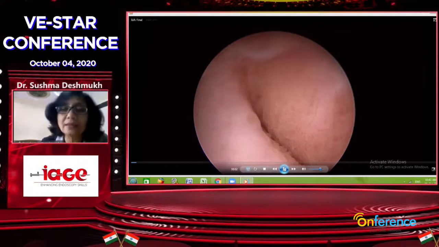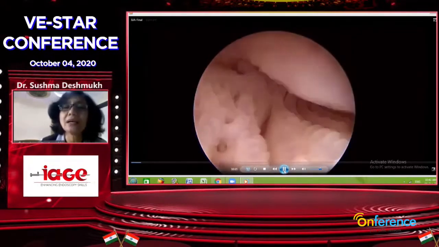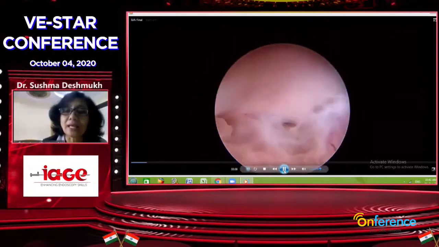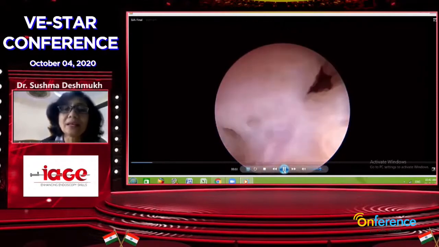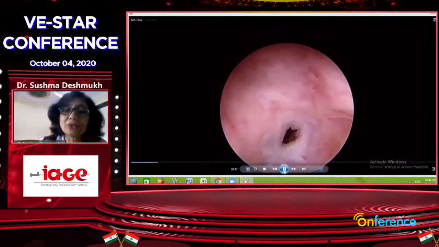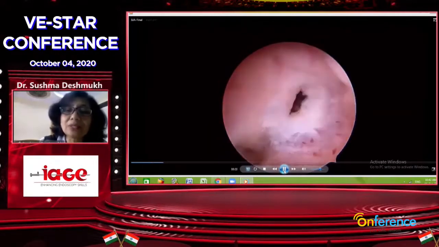So you can see I start directly from the external os. You can see the very nice cervical canal with the typical arbor vitae. So directly I'm going towards the internal os. You can see there are 2 openings. So which way to go? Increase your pressure. You can see there is a fibrous adhesion at the level of the internal os. I'm trying to increase the pressure.